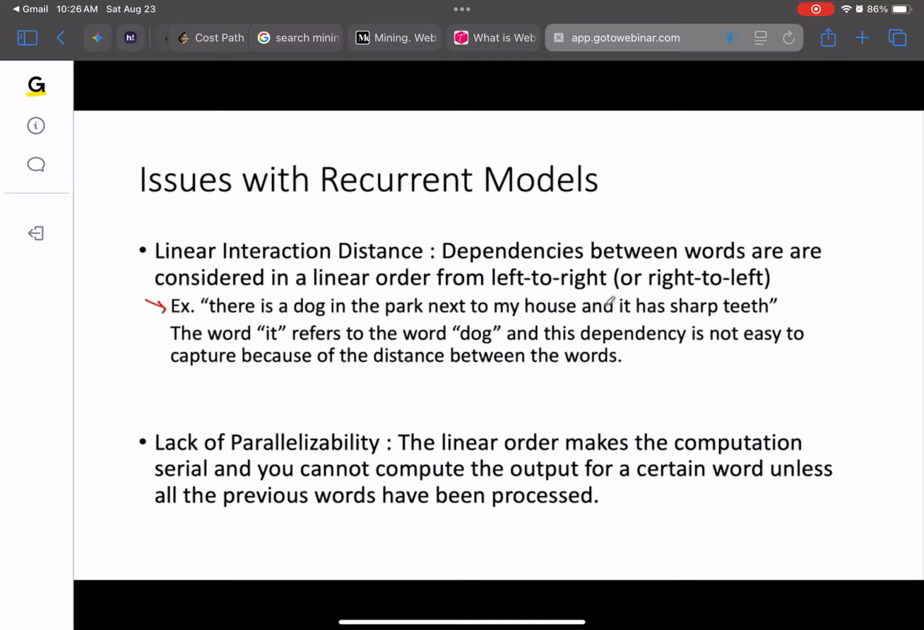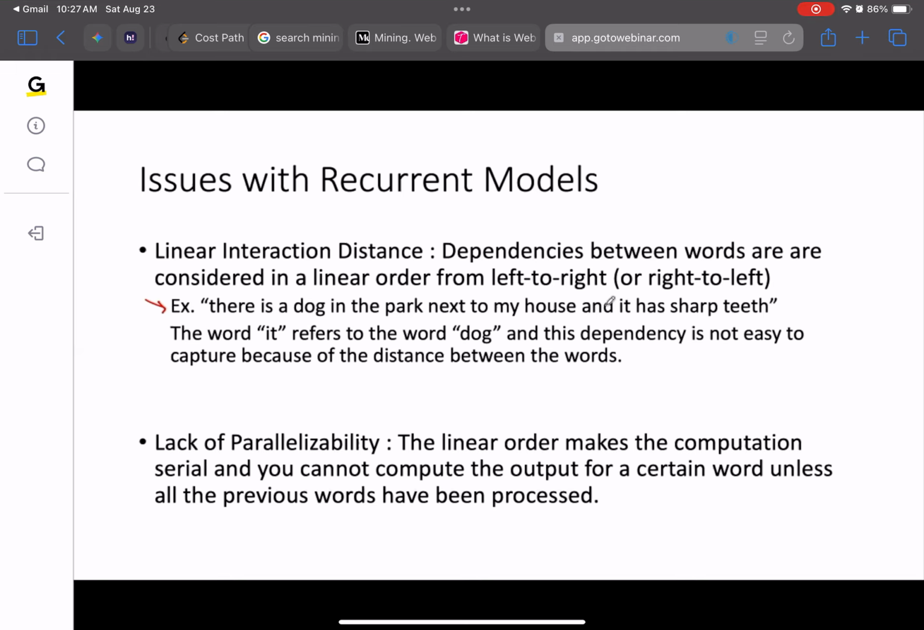The next issue is lack of parallelizability. By parallelizability, we mean that since there is a linear order where we go one word at a time, we cannot compute the output of the nth word before calculating the output for the n-1 words. With the introduction of GPUs, parallel computation is really fast, but we are not able to exploit it because of this linear dependency. We have to go one word at a time, so we are not able to reap the benefits of GPUs.